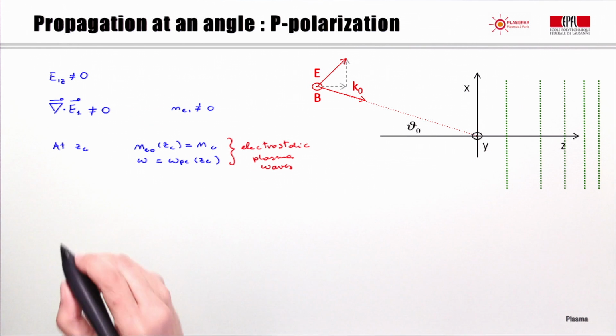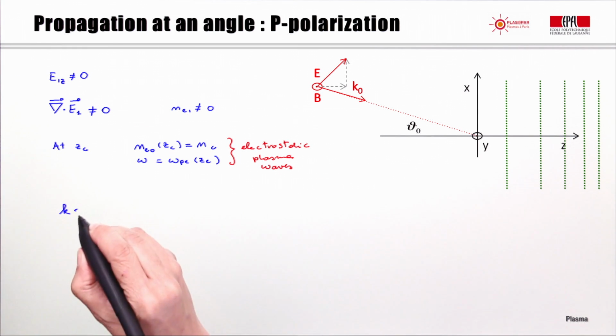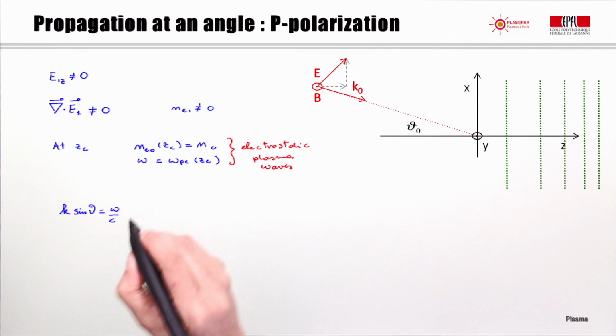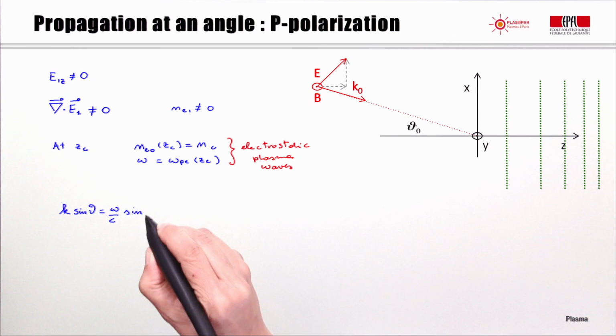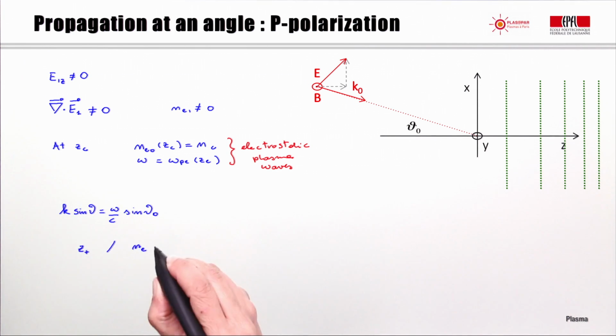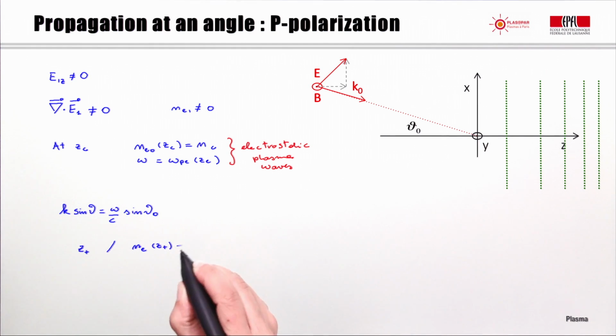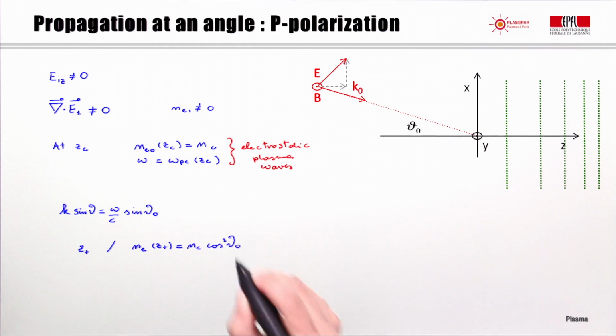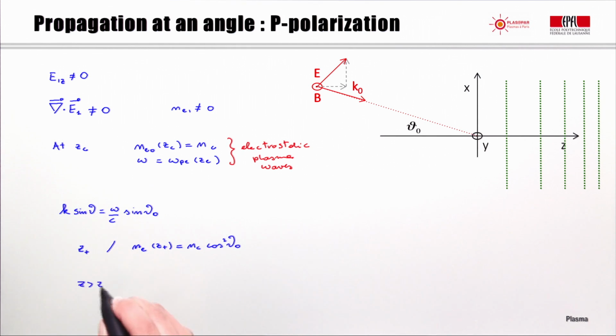Apart from this new behavior, the solution will be similar to the S-polarized case. The wave will propagate by conserving the component of the K vector perpendicular to the density gradient. The wave will propagate up to the turning point, where it will be reflected, and as before, the turning point is at densities that are lower than the critical density. For Z larger than the turning point, the solution will be evanescent.